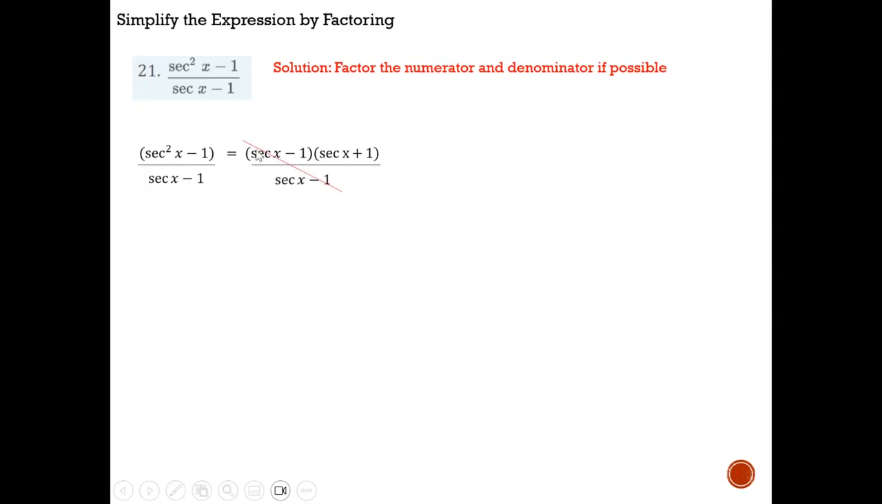If you notice, we have secant x minus 1 on top as a binomial, and also on the bottom, so they cancel. And guys, they don't cancel because of secant over secant and 1 over 1. No, they cancel because the secant x minus 1 is together. You cannot separate it. So we have the same thing on top and the bottom, so they cancel as a binomial. So my result will be secant x plus 1. That's your answer.